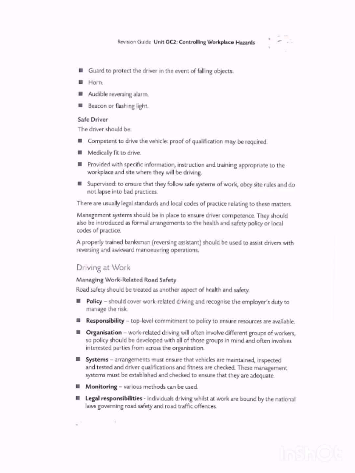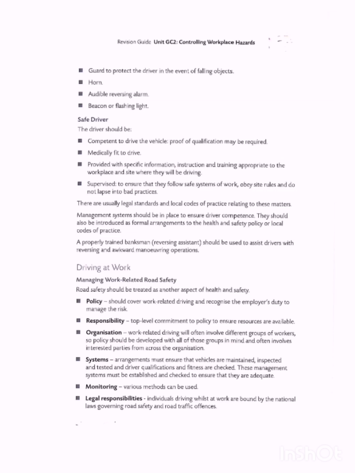We talk about driving at work. When you are driving at work, we are managing work-related road safety. Road safety should also be treated as another aspect of health and safety. So when you are driving at work, we have the policies, right? I'm going to mention five points: policies, responsibility, organization, system and monitoring, and also legal responsibility.